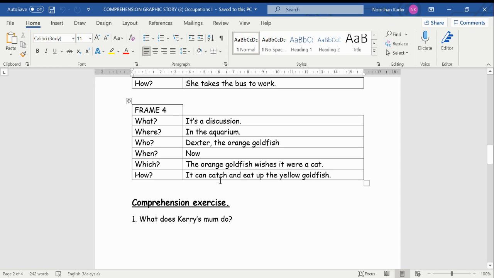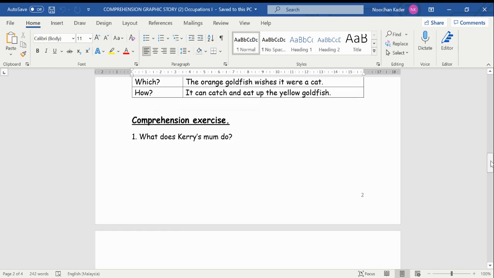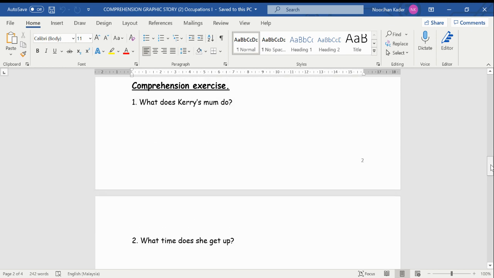But of course, it's too mean. It cannot catch and eat up the yellow goldfish. But from the picture, this is what we can understand. Later on, we can relate to other points. Okay, let's look at the questions now.